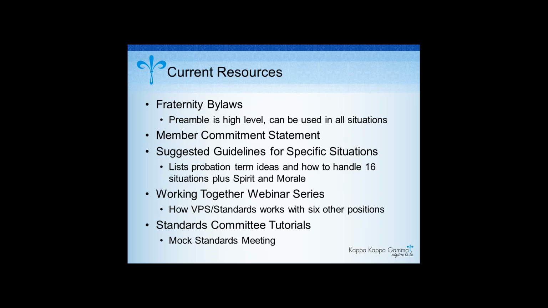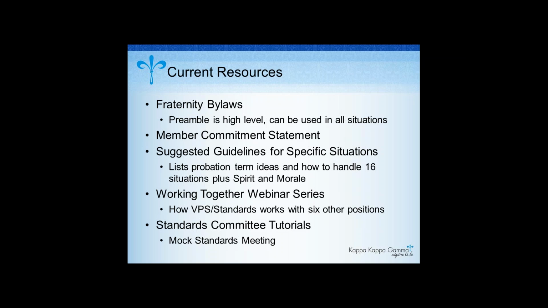Our fraternity bylaws, so basically our preamble that is used at the beginning of our fraternity bylaws, is really good to use in all situations. It's really helpful to use because it's part of our documents, and it's a guiding resource for people to understand maybe where their behaviors didn't align with what our fraternity expects of us.